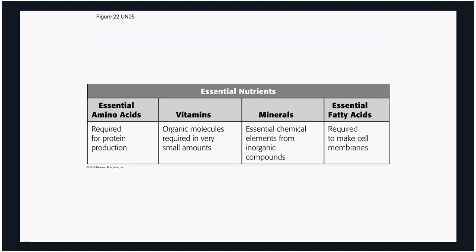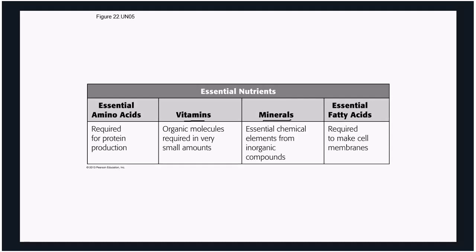Vitamins is the next thing. It's something we need in very, very small amounts, but they are definitely necessary. For example, if you don't get enough vitamin E in your diet, you could have serious issues with your vision. Minerals, so an example of a mineral that we need in our diet is calcium. Without enough calcium, we could have inadequate bone regeneration or bone growth in young people.